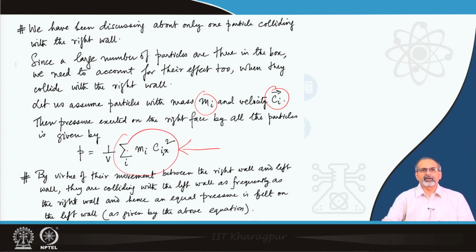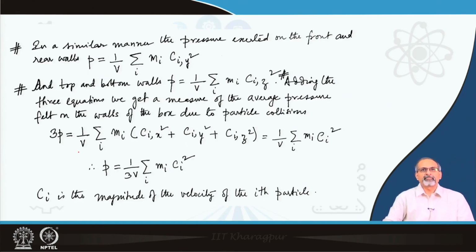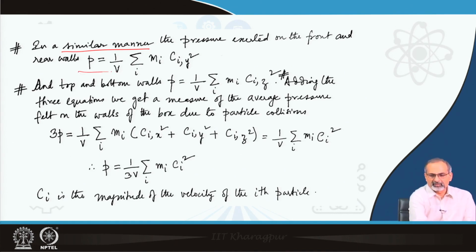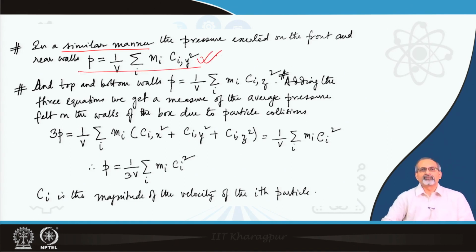and by virtue of the particle movement between the right wall and the left wall, they are colliding with the left wall as frequently as the right wall, and hence an equal pressure is felt on the left wall too, as is given by this equation. From that concept, we can extend it to saying that in a similar manner, the pressure is exerted on the front and rear walls too, where we account for the y component of the velocity of the particles.